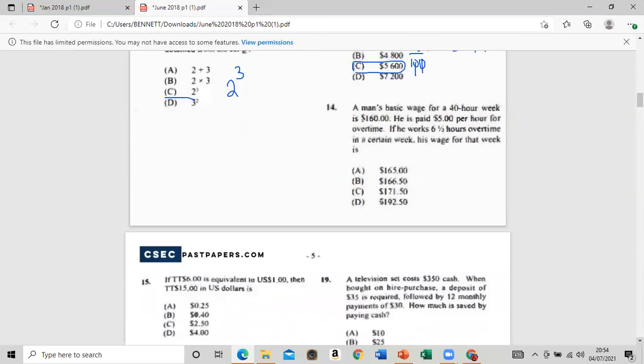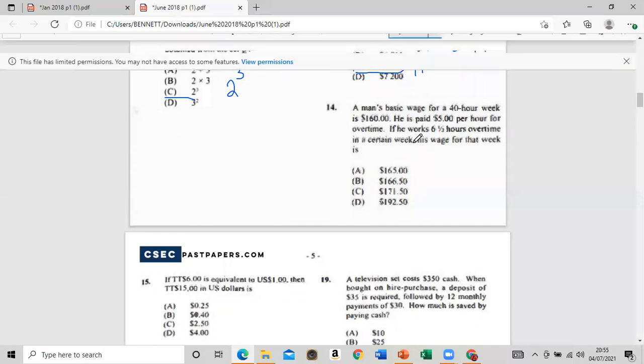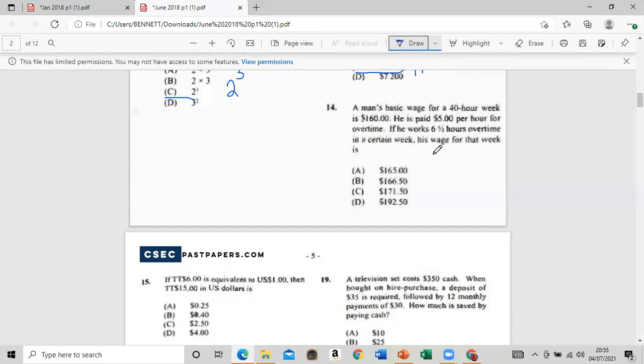Alright, a man's basic wage for a 40-hour week is $160. He is paid $5 per hour for overtime. If he works 6.5 hours overtime in a certain week, his wage for the week is 160 plus whatever, so it's 5 times 6.5, isn't it? And we get 32. Yeah man, sorry. So add this, so we get that.